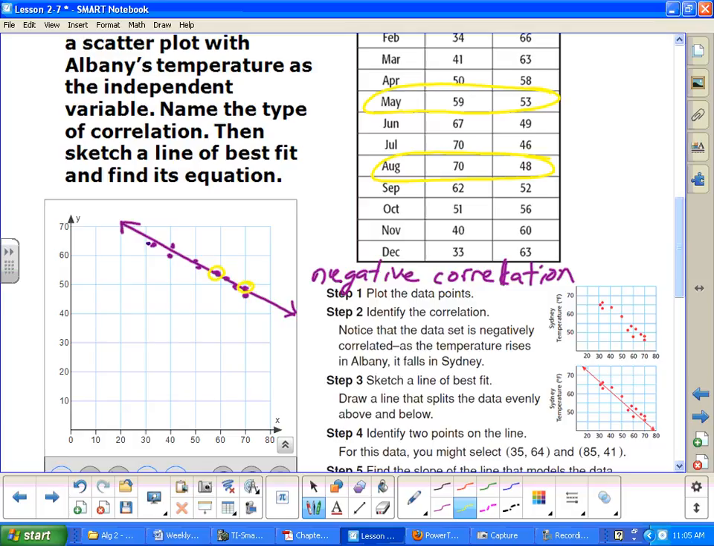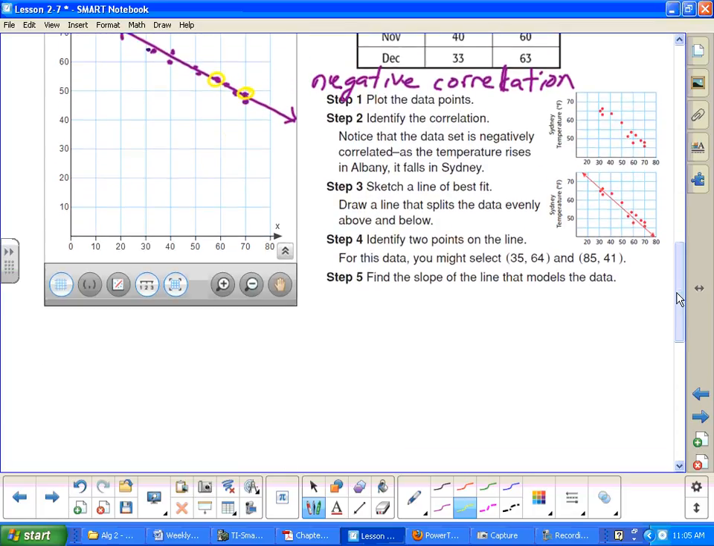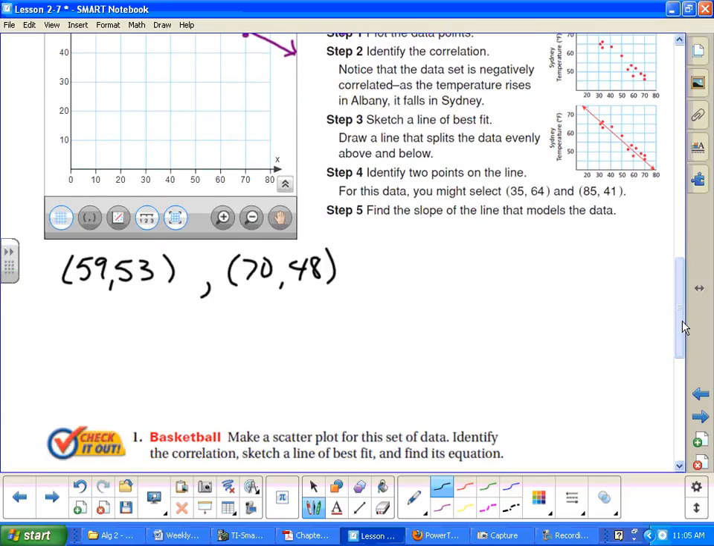Okay, so let's use those 2 points then to find the equation of our line. So we got 59-53. And 70-48. So we're trying to find the best fit line, so we want y equals mx plus b. So what am I going to find first? The slope. And how do we find the slope again?